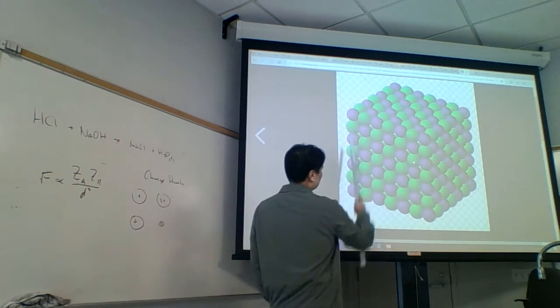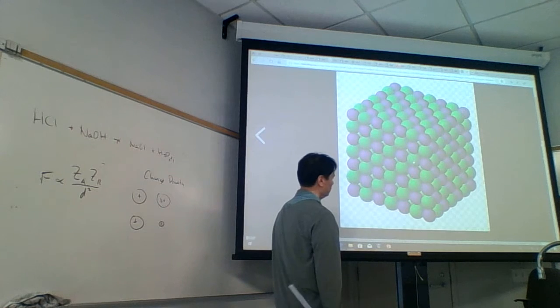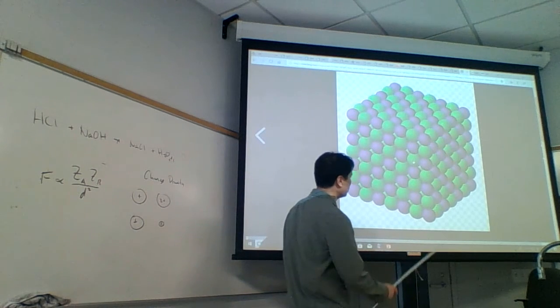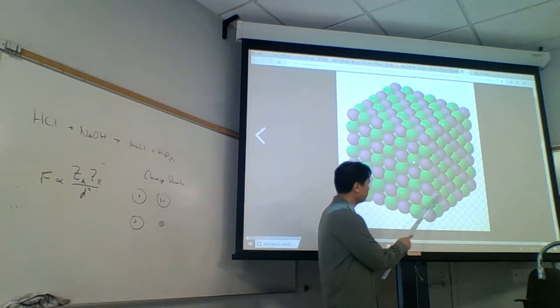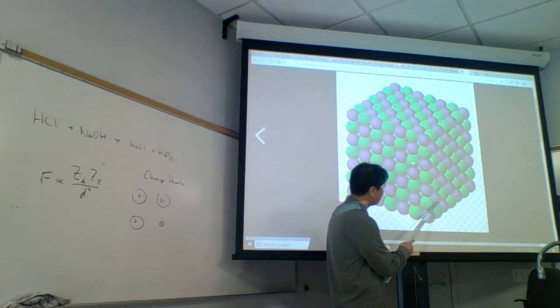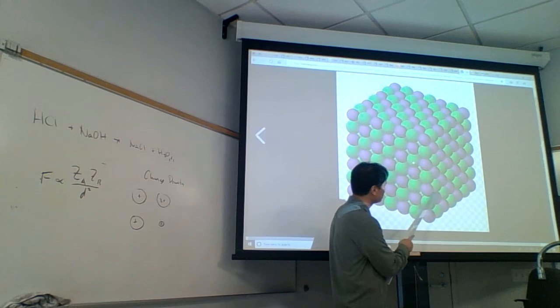What do we call this structure? Lattice. This would be an ionic lattice. So what we have is this. This is Coulomb's law in action. Let's say this is positive, this is potassium chloride.